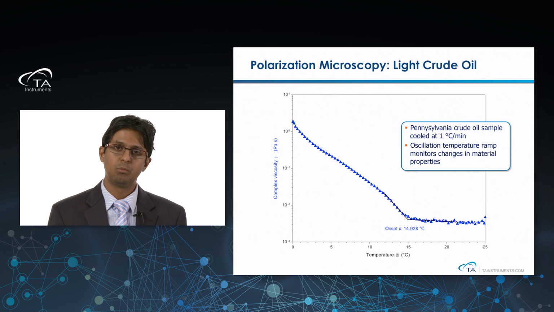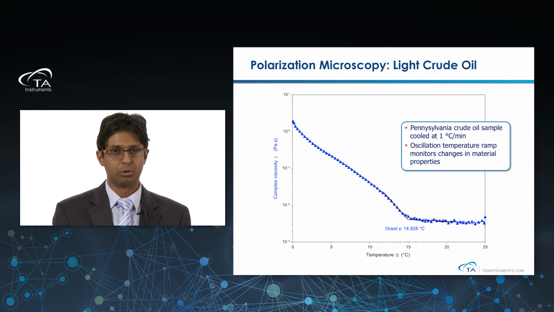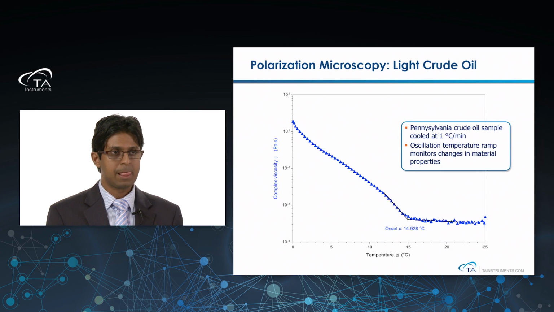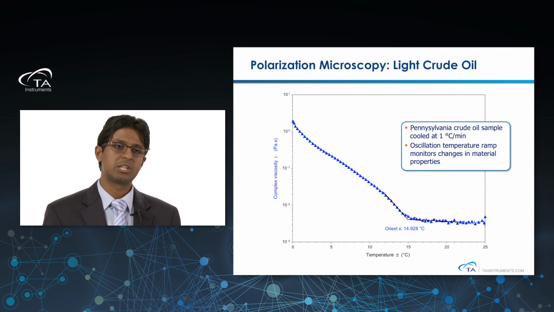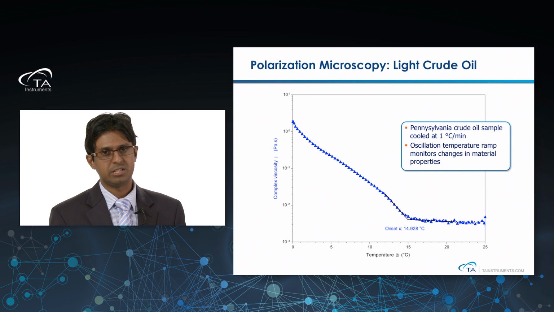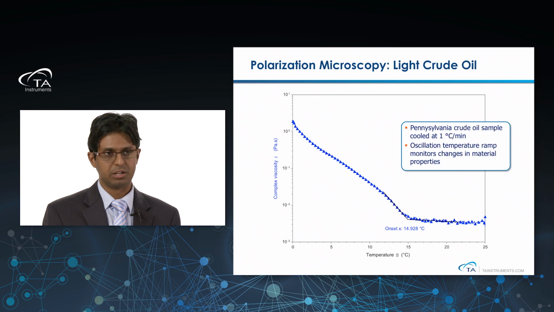This is, of course, a problem when you're trying to pump crude oil across several miles. And if this happens, and if it's not mitigated, you could run into the problem where the pipes start to clog up. So it is important to understand this behavior. The plot here shows an oscillation temperature ramp where we're cooling from about 25 C down to 0 C, and looking at the change in the complex viscosity. And we can analyze and find that the complex viscosity starts to diverge at about 15 degrees Celsius.